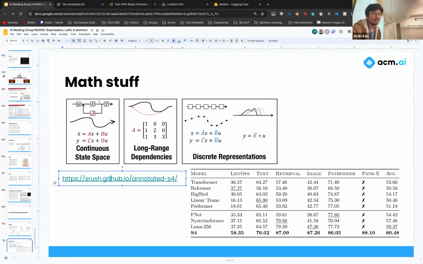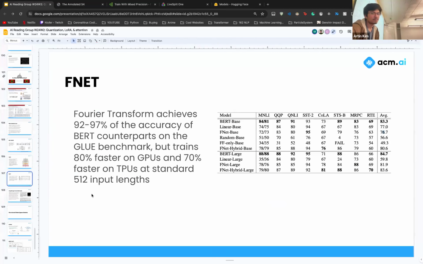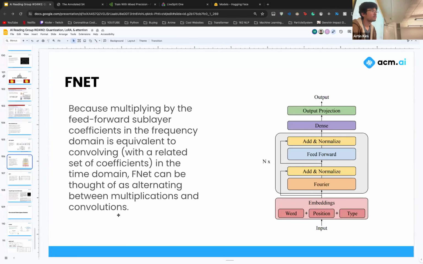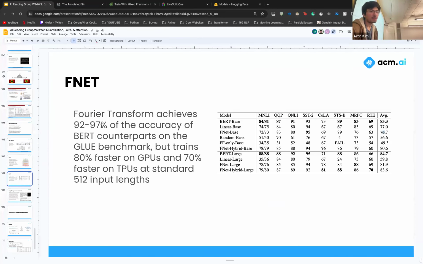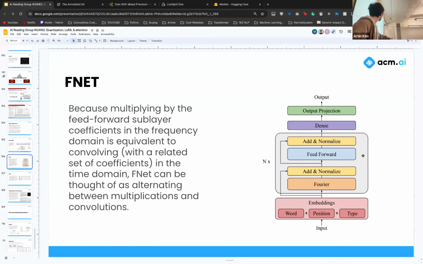So am I correct that with FNet you can make a model with only fully connected linear layers that outperforms a transformer? I think it gets 92 to 97% of the performance, but on the long-range benchmarks it actually did better, which is weird. Wait, so this is a linear fully connected network? No convolutions? No, this is just a transformer, and we just replace self-attention with a Fourier transform. Is Fourier linear?